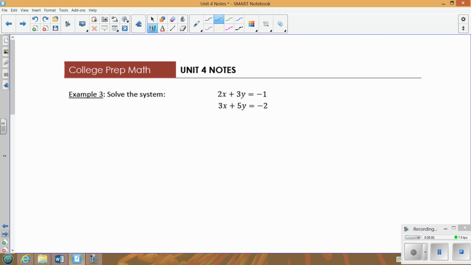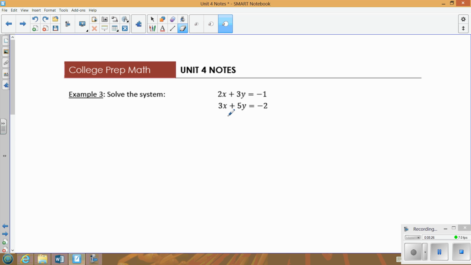So let's look at a couple more examples. So example 3. Now when you scan this equation, you're going to see that, okay, well, I have a 2x and a 3x. Those aren't going to just cancel by adding. 3y and 5y aren't going to just cancel by adding. So you need to change these equations.